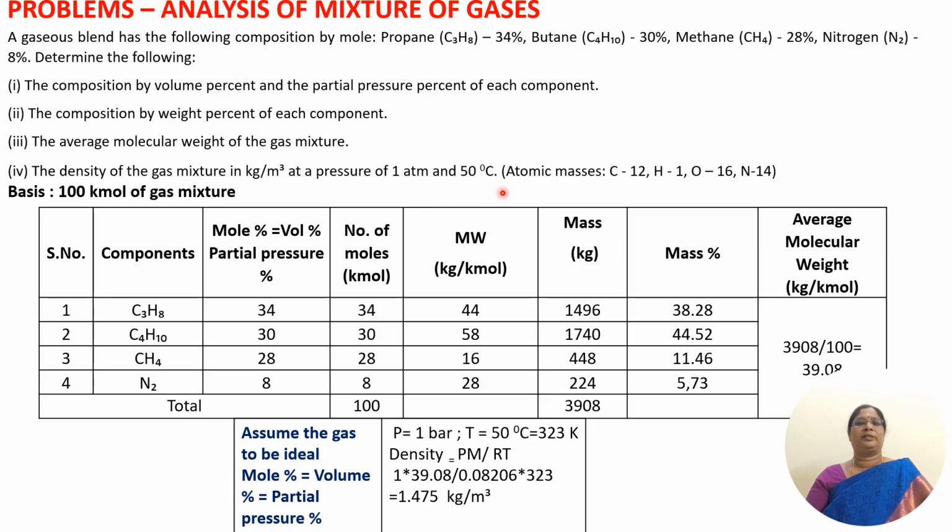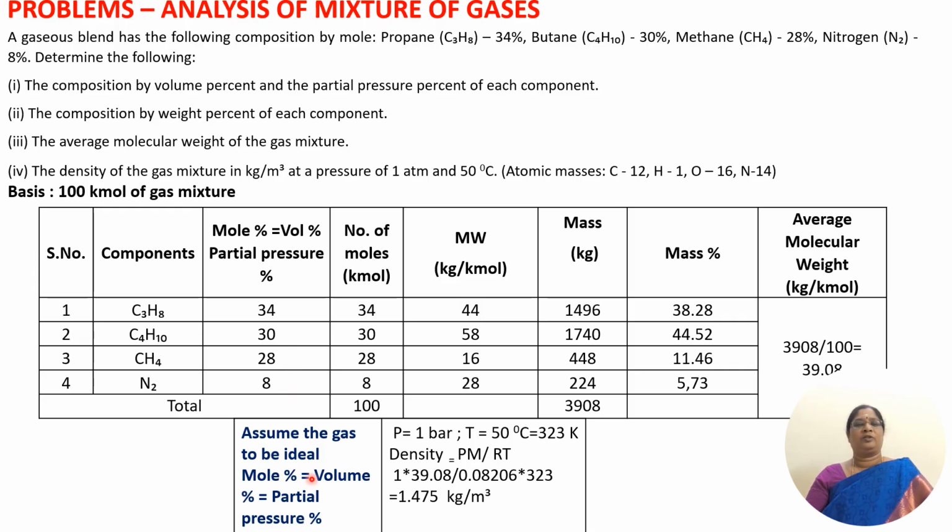Here they have mentioned the pressure and temperature. And individual atomic masses are given to calculate the molecular mass. So let us go for the solution of the problem. First, let us list out the components in the problem. That is propane, butane, methane and nitrogen. Their mole percentage is given to be 34, 30, 28 and 8.